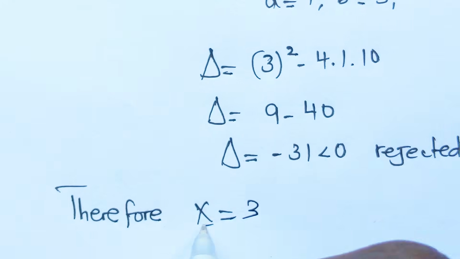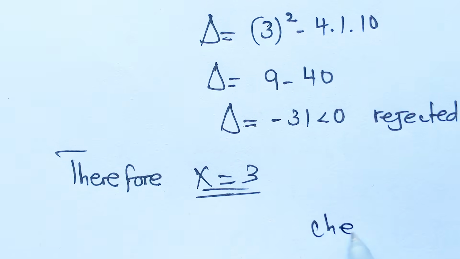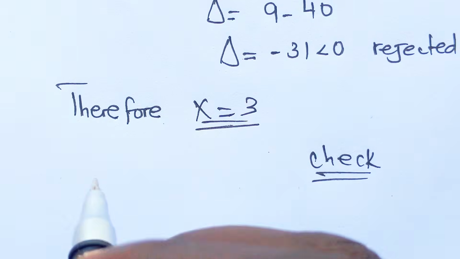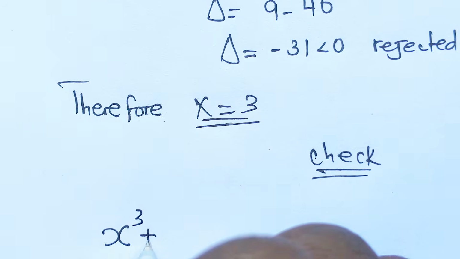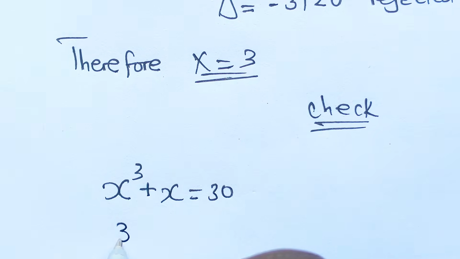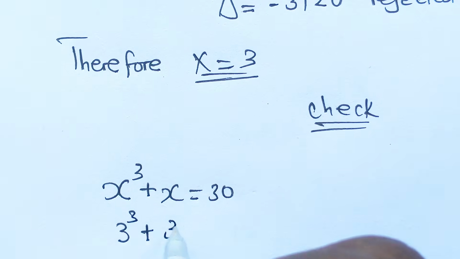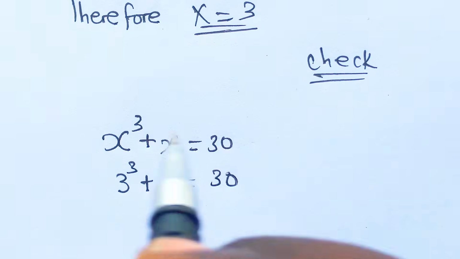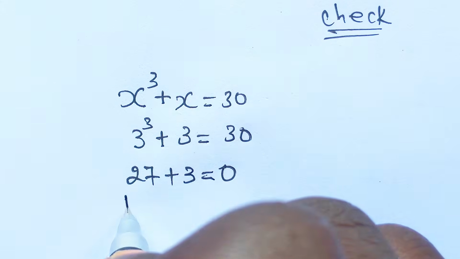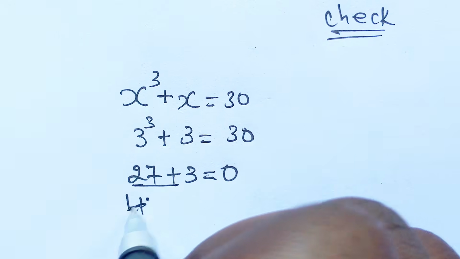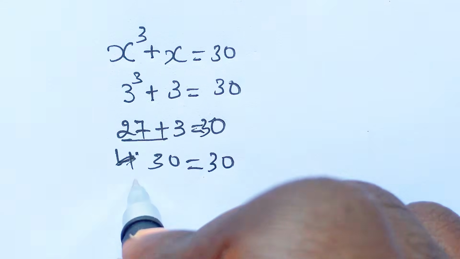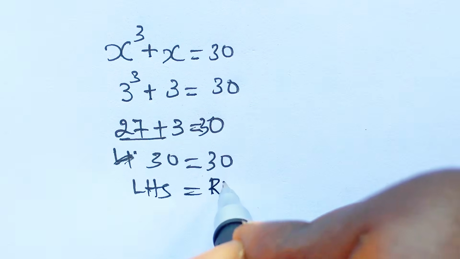x is equal to 3, and you have to check if our answer is correct, because here we were given x power 3 plus x equals 30. Here this is 3 cubed plus 3, which is equal to 30, and 27 plus 3 is equal to 30, then 30 is equal to 30, and left hand side equals right hand side.